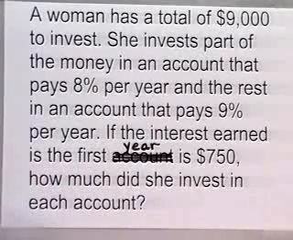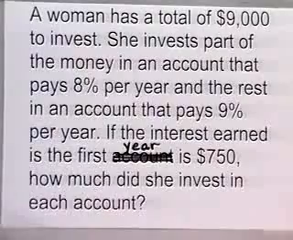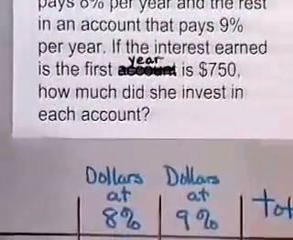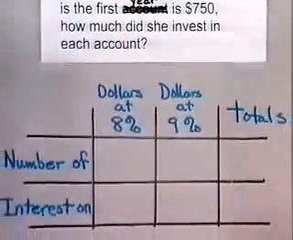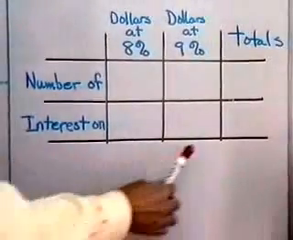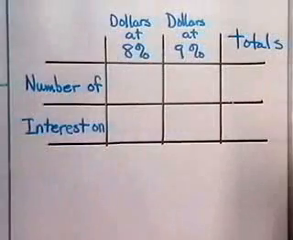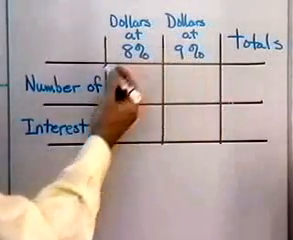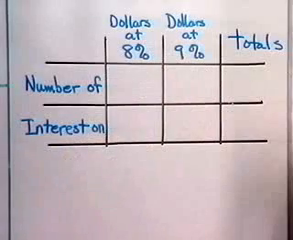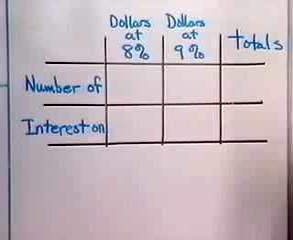So I reread the problem, and I kind of mentally list what I'm given. Total amount of money invested is $9,000. Part of it's at 8%, part's at 9%, and the total interest in the first year is $750. So you can see I have a little table here that I'm going to use to help me with this problem. And very similar to the tables that are used in the book to solve these problems, so you can read through the book and see some nice examples of this also.